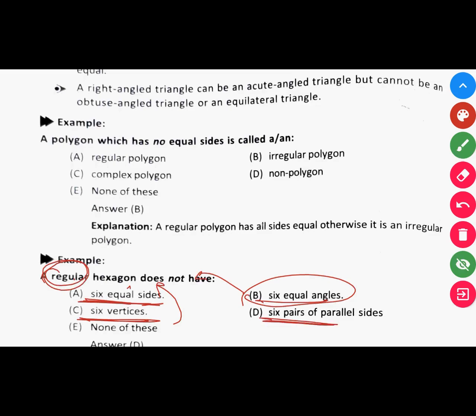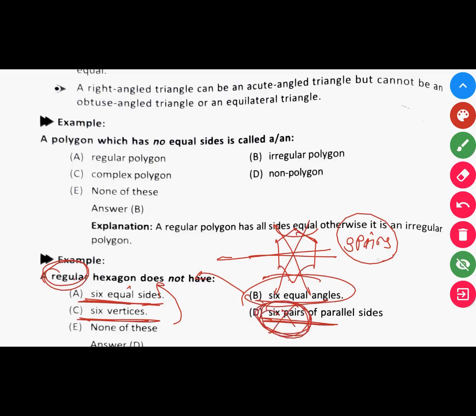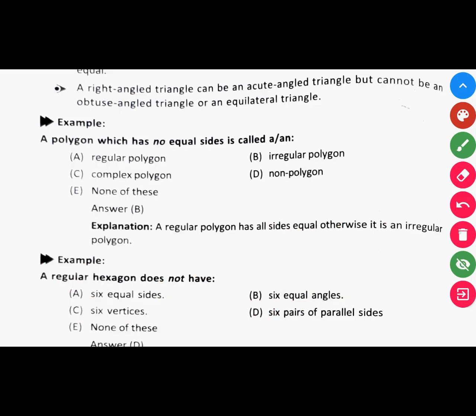But six pairs of parallel sides? See, this is a hexagon. Now it has these two parallel sides, these two parallel sides, and these two parallel sides. But how many pairs are there? Three pairs, not six pairs. Six sides are there, not six pairs are there. So the incorrect option is six pairs of parallel sides.